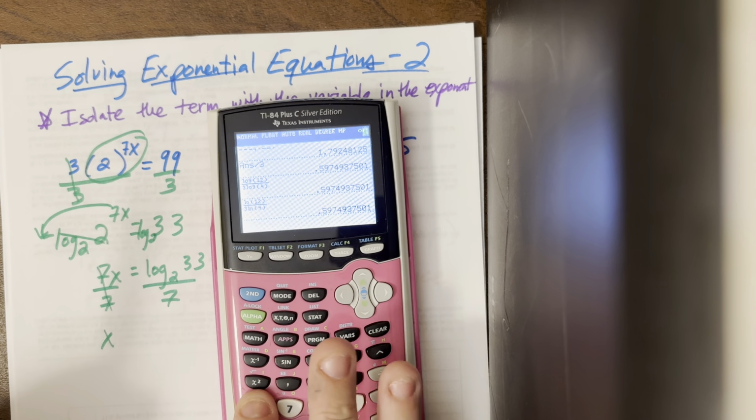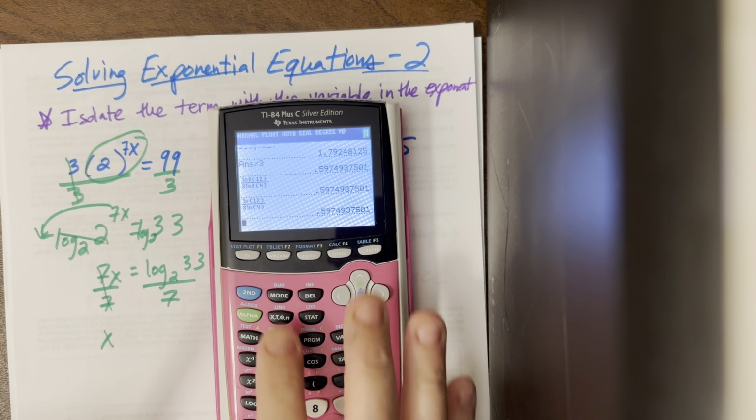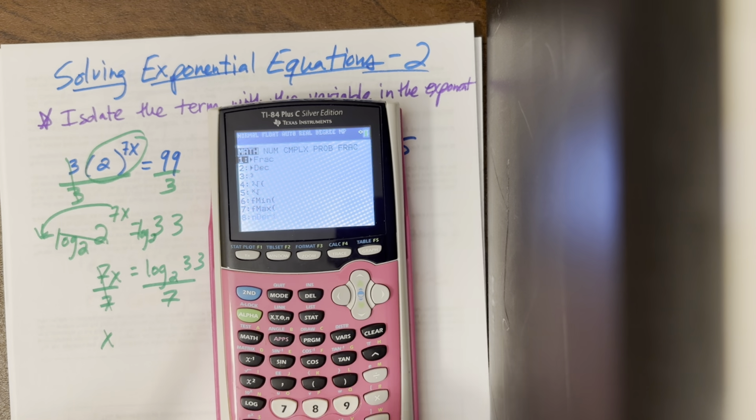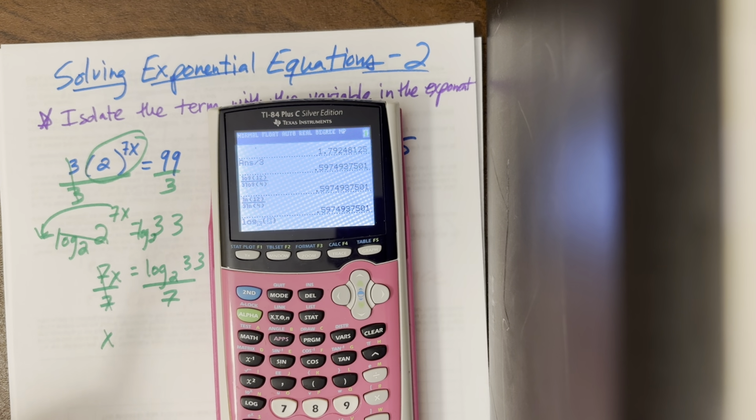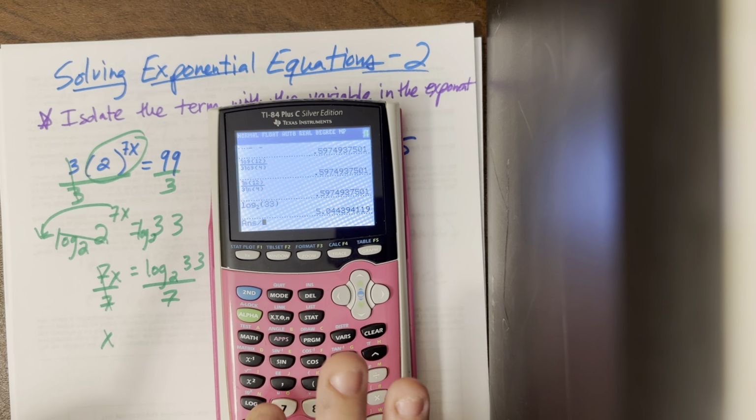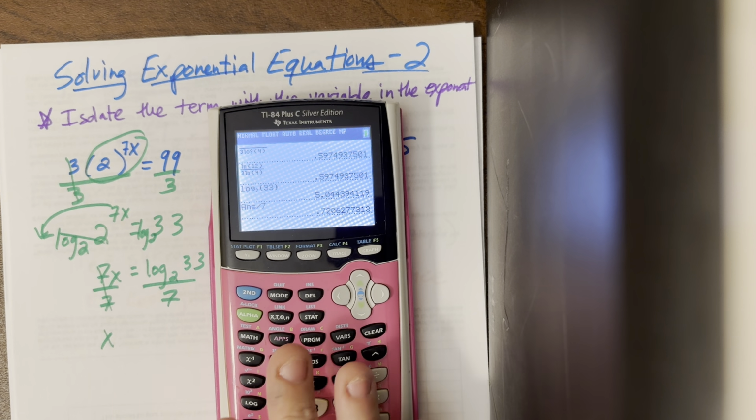Let's see. I've got log. Let's do this the right way. Math, alpha, math. Log base 2 of 33. And then I divide that by 7. I get 0.721.